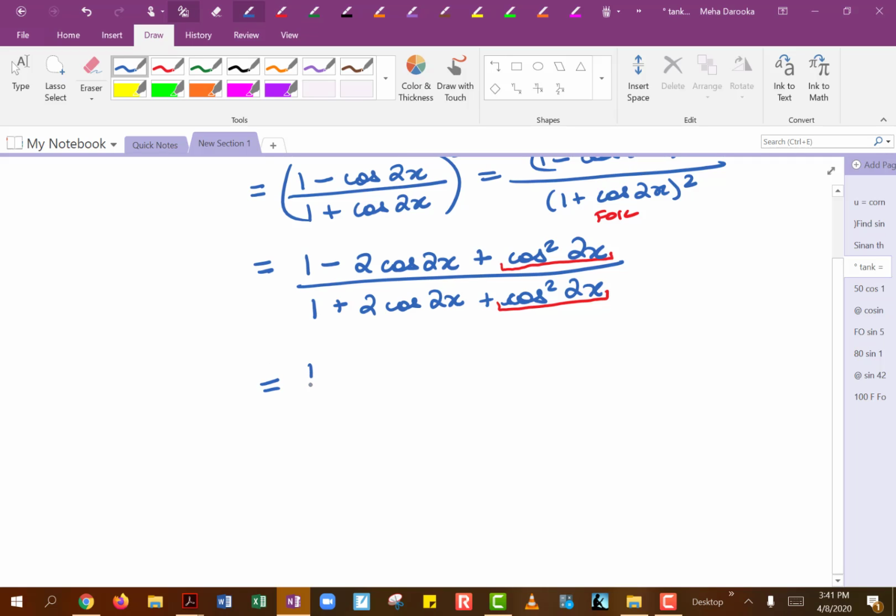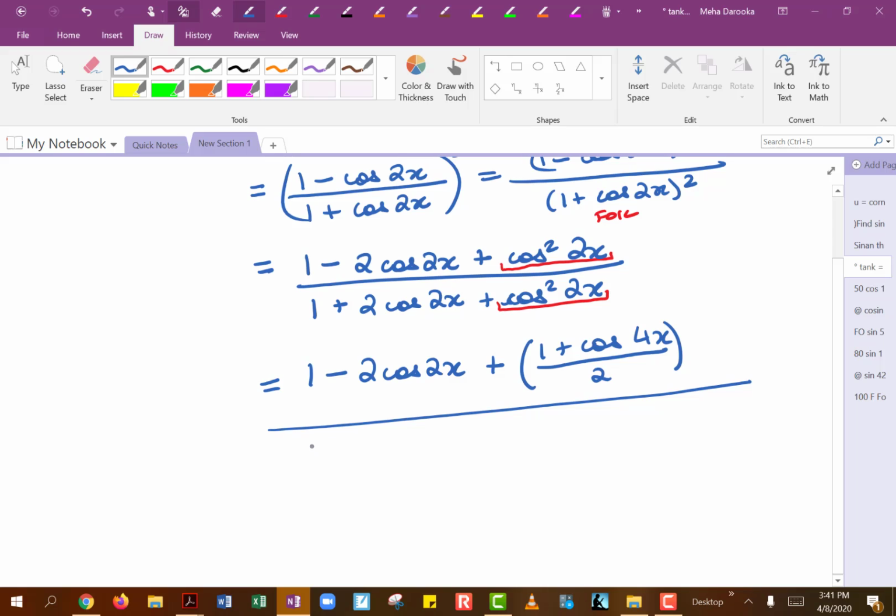So this guy will now become 1 minus 2 cosine of 2x. This part of course stays the same, just that last term will now become 1 plus cosine of 4x divided by 2. This is on our numerator. And then 1 plus 2 times cosine of 2x. This part stays the same. And this will become, again, 1 plus cosine of 4x divided by 2. Okay?